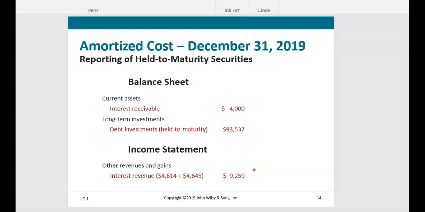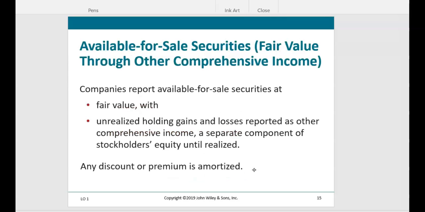Now let's move on to our second category of debt investments, available for sale. Available for sale securities, remember management's intent, we're not exactly sure whether we're going to sell these in the near future or hold them to maturity. We can do either. Companies report these on the balance sheet at fair value, not amortized cost, and unrealized holding gains and losses are reported as other comprehensive income. Remember, other comprehensive income is a separate component of stockholders' equity. We'll cover that in a little more detail in just a few slides.